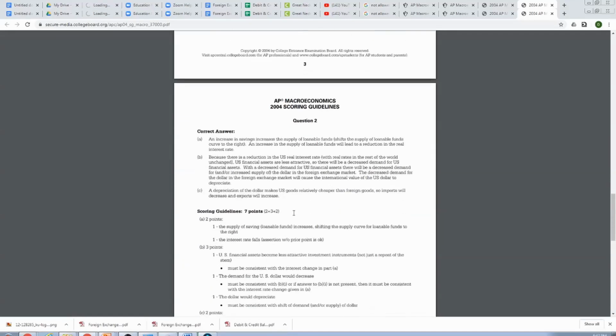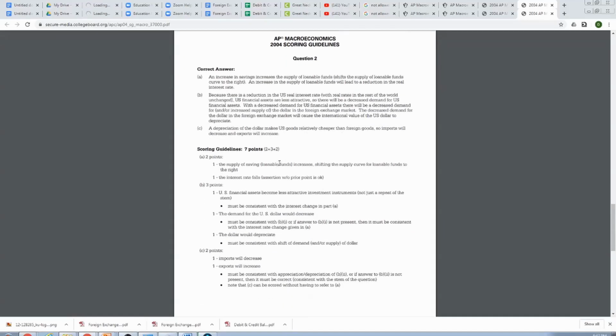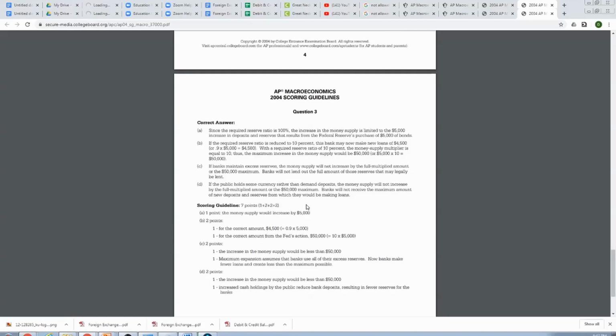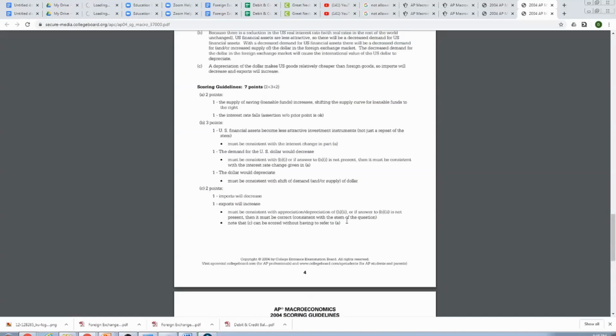Talked about all that. Okay, increase in the supply of loanable funds. So we come down here. Supply of loanable funds increases, shifting the curve to the right. Interest rates fall. Financial assets become less attractive. The demand for the US dollar would decrease. Guys, you just did all of this in worksheets, right? So, and then we look, imports decrease, exports increase. We come over here, we see the 5,000. You can do the 50 times 5,000, right? I would do 45 and 50. Decrease the money would be less than 50, blah, blah, blah.